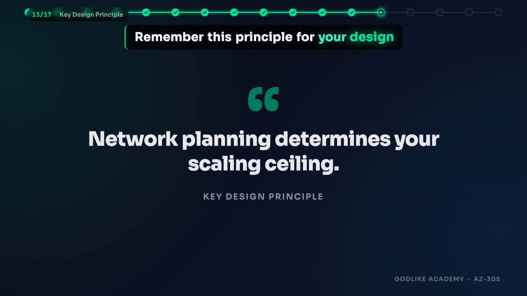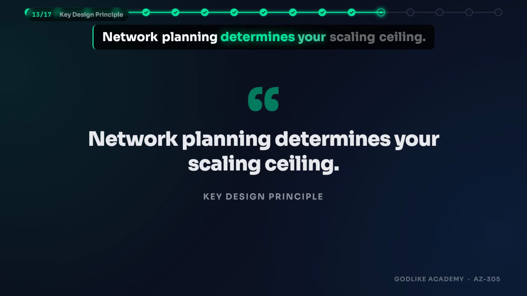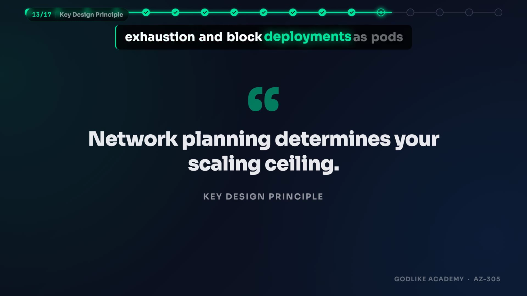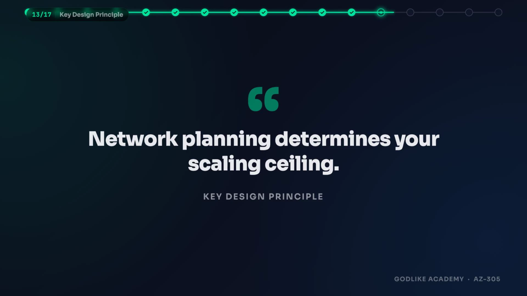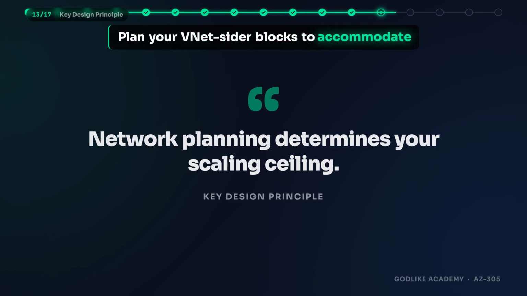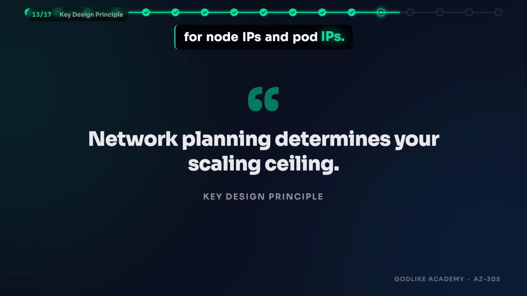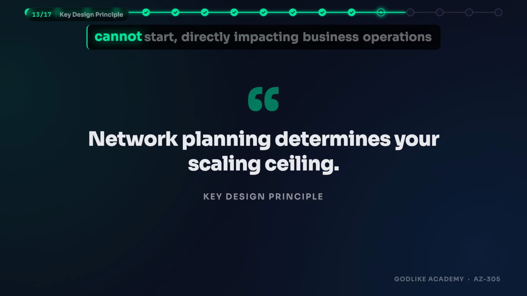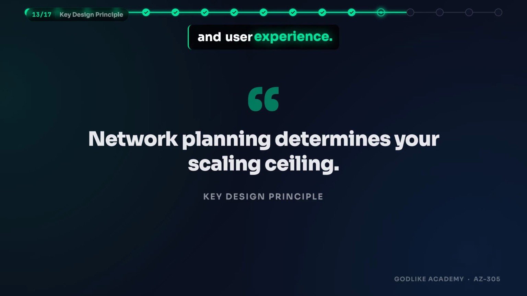Remember this principle for your design decisions. Network planning determines your scaling ceiling. If you don't size your subnet correctly, say using a /27 for a large cluster, you'll hit IP exhaustion and block deployments as pods run out of addresses. Plan your VNet CIDR blocks to accommodate current needs plus future growth, accounting for node IPs and pod IPs. Failing to calculate IP requirements leads to service disruptions where new applications cannot start, directly impacting business operations and user experience.